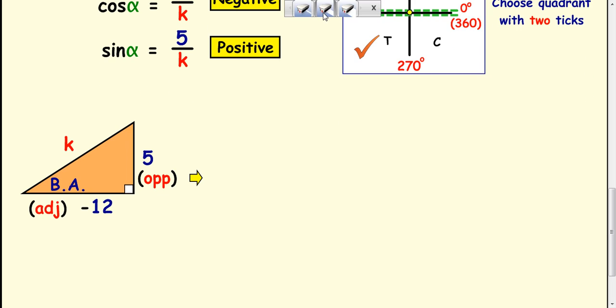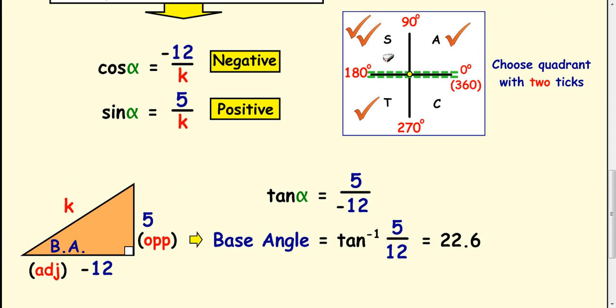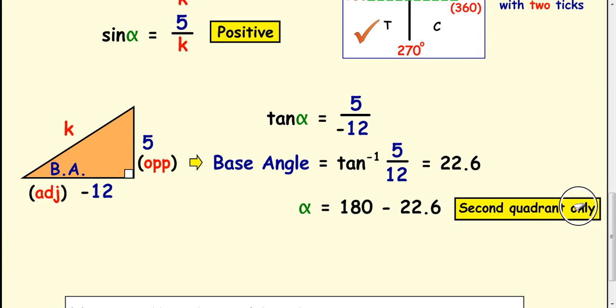So I've got my tan alpha is 5 over negative 12. Work out your relative acute angle, or your base angle, by inverse tan 5 over 12, the positive value, and that comes out to be 22.6. And because our phase angle is in the second quadrant, you go back from 180 to get that. And that's 157.4.